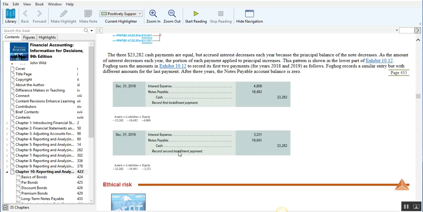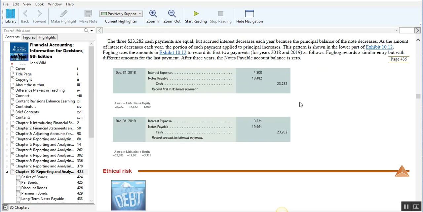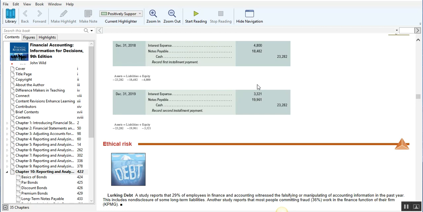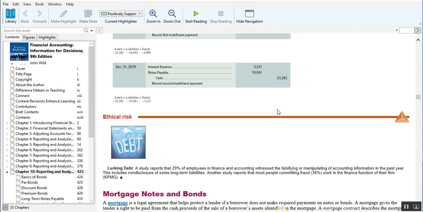So the recording of this expense would look like this. When you actually pay the payment, you're going to record the interest expense here, a debit of 4,800, and this is for year 1, and then you also have a debit against the notes payable for 18,482, and then the total payment of 23,282. Each year you will take these numbers from the amortization table to record these payments, these transactions.